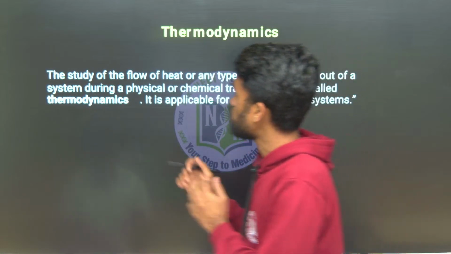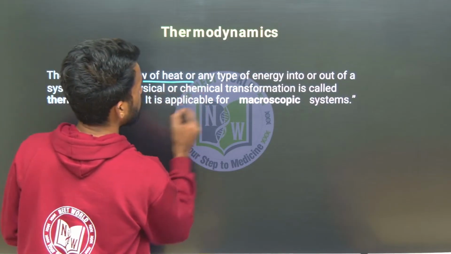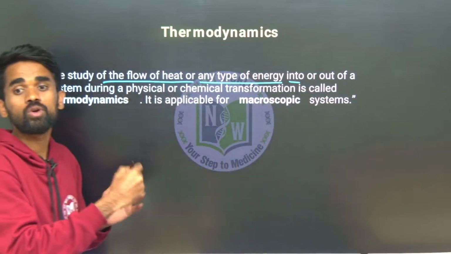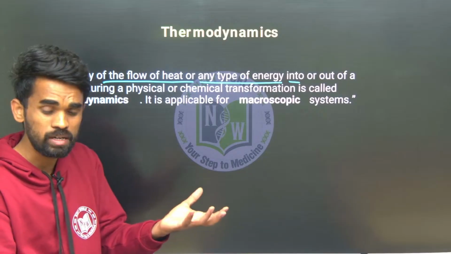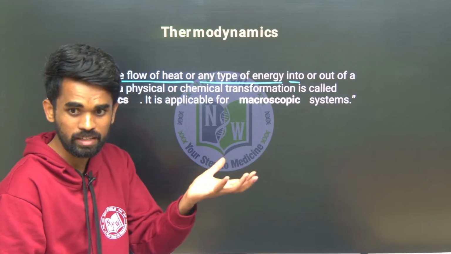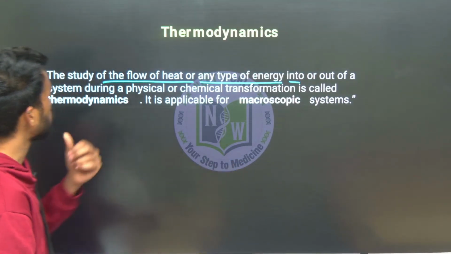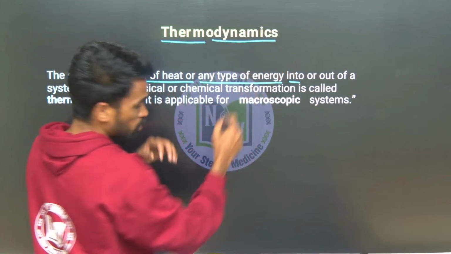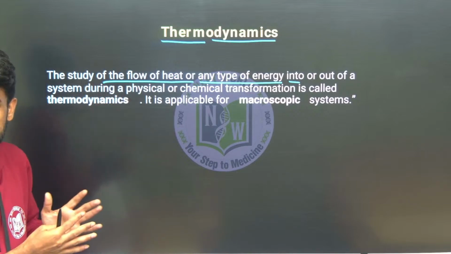Thermodynamics deals with the study of heat flow, or the type of energy that is flowing into or out of the system. System here means whatever chemical reaction is taking place in any container or anything. So we are considering it as a system here. Thermo means heat. Dynamics means movement. So the movement of heat is what we are discussing in this particular chapter.